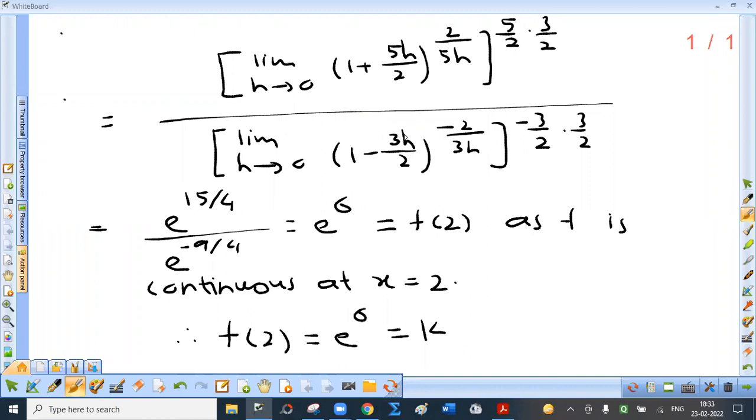Actually, we should mention the reason also. Please write that. As h tends to 0, these two tend to 0, and limit y tends to 0, (1 plus y) raised to 1 upon y equals e. I repeat this. As h tends to 0, 5h upon 2 and minus 3h upon 2 both tend to 0, and limit y tends to 0, (1 plus y) raised to 1 upon y is e.